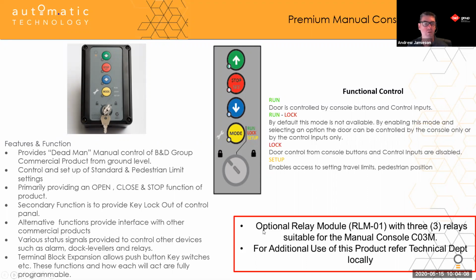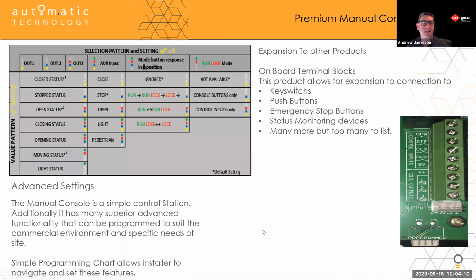And if you want to go really deep, there's the selection chart that understands what we're talking about when we start talking about outputs, auxiliary inputs, what happens when the lock face is turned to run or lock. There's so many different adjustment areas, but the bottom line is that it allows for a fully integration with key switches, push buttons, emergency stops, as I said, monitoring devices, because you'll see the terminal block layout there.